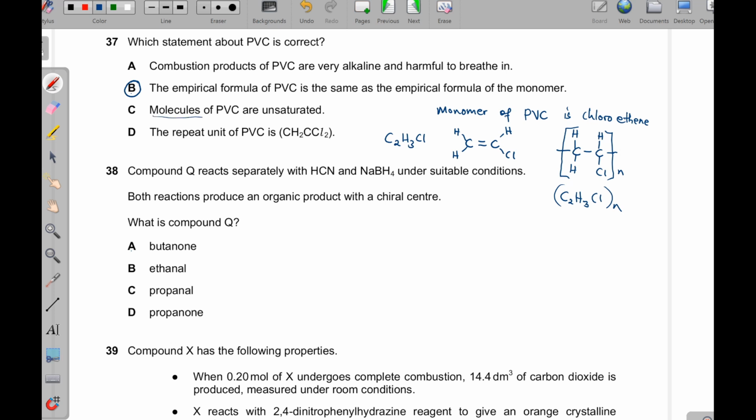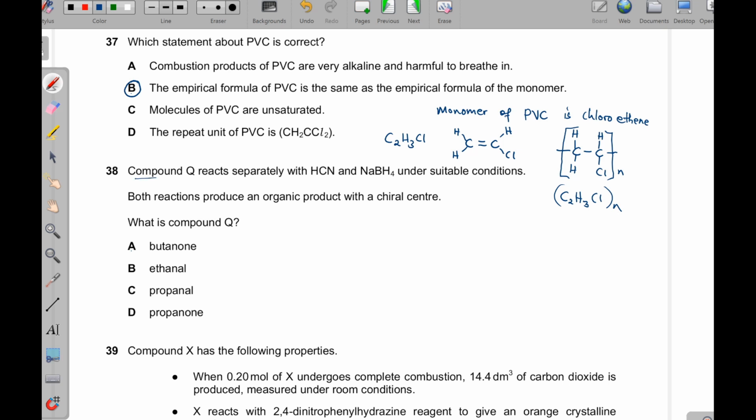But see, they are saying molecules of PVC are unsaturated. They are saturated. All through, the carbon atoms have single bonds, right? Then the repeat unit of PVC, here they are saying what? Is this one here. So C, H, then H here, then there is a double bond. It is a dichloroethene. No. So that one is very wrong. It is a monochloro ethene. So that is why our answer is B.